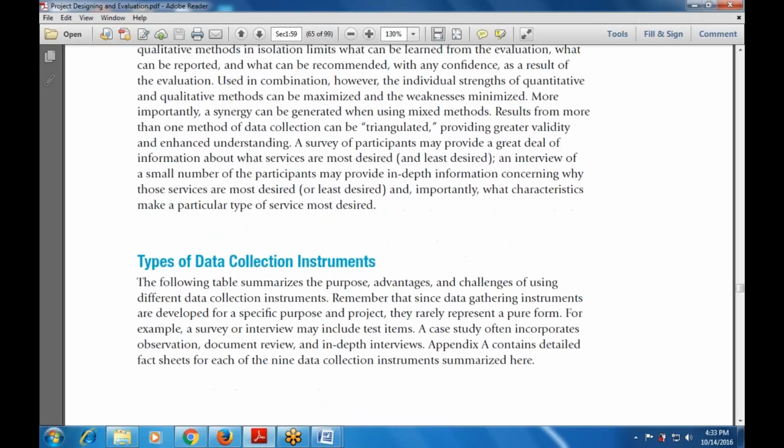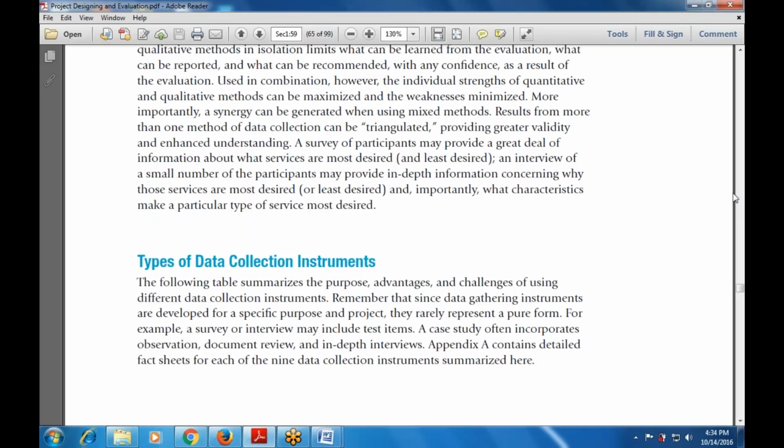Now let's talk about the types of data collection instruments, that is, what are the various ways by which we can collect the data. The following table summarizes the purposes, advantages, and challenges of using the different data collection instruments. This table summarizes each and every data collection instrument that is available for data collection projects.